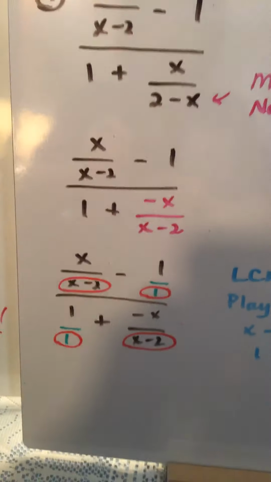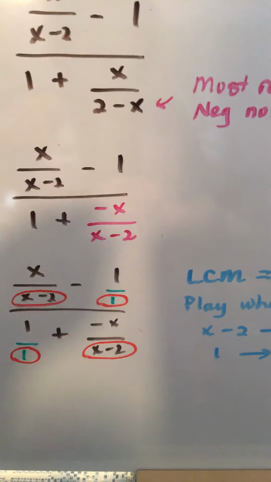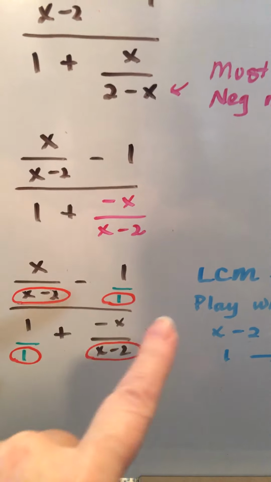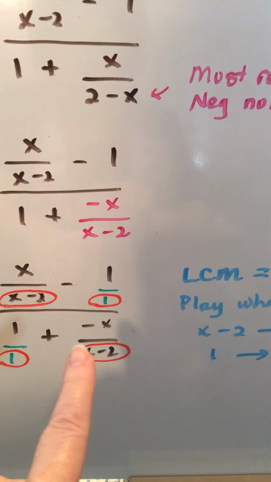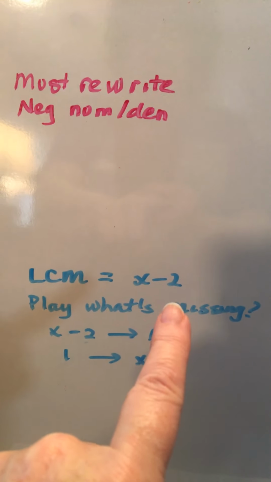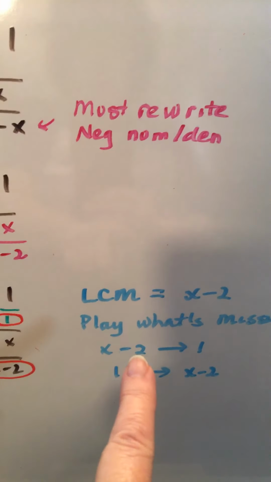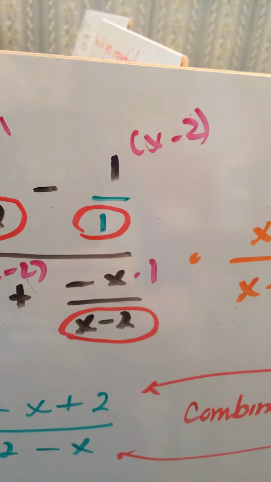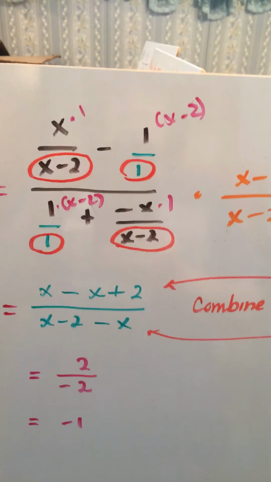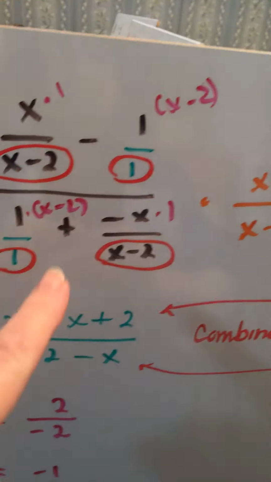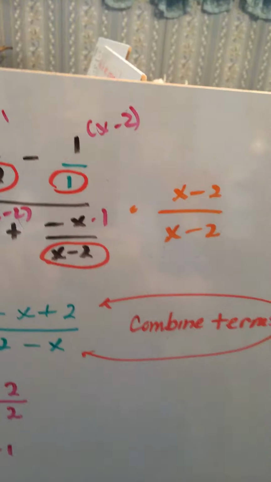Now I'm ready to play the game. Anybody that doesn't have a 1 gets a 1. I circle my denominators, and what is the common denominator? The lowest common multiple is x minus 2. The x minus 2 needs a 1, and the 1 needs an x minus 2. So coming over to the next slide, you'll notice x minus 2 needed 1, 1 needed x minus 2, and so forth.